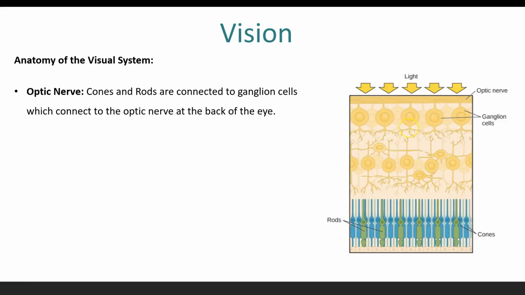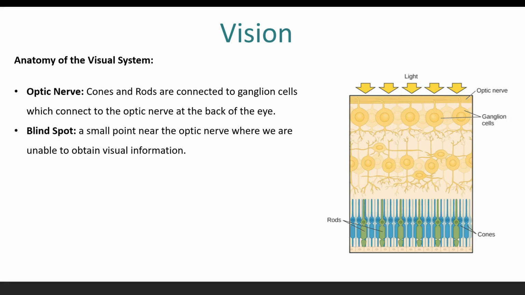And then further, once light hits our optic nerve, this is where the cones and rods are connected to ganglion cells, which connect to the optic nerve at the back of the eye. And then in or near our optic nerve, we have our blind spot, which is a small point near the optic nerve where we are unable to obtain visual information.